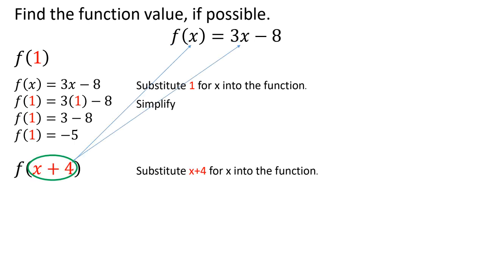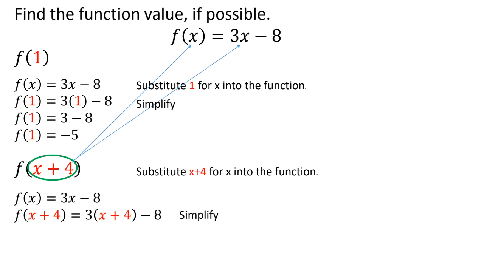Now let's look at the second example. They want us to evaluate f of x plus 4. Again, what this means is I'm going to substitute x plus 4 everywhere I see x, as the input value. So let's go ahead and do it. We have the function evaluated at x plus 4, equals 3 times x plus 4, minus 8. So we're going to simplify.